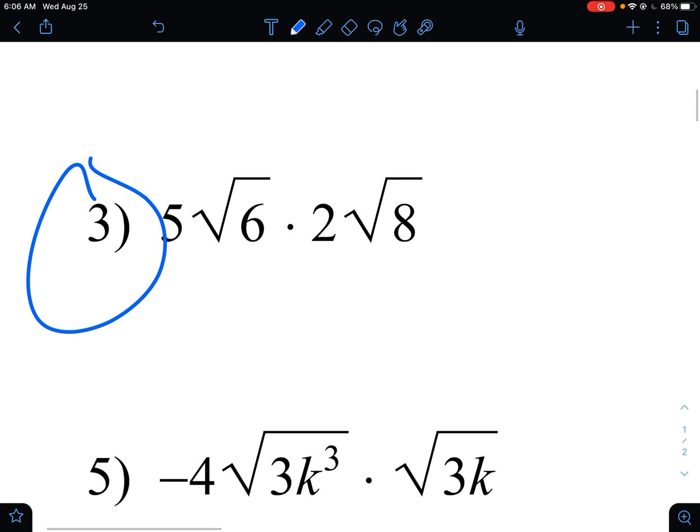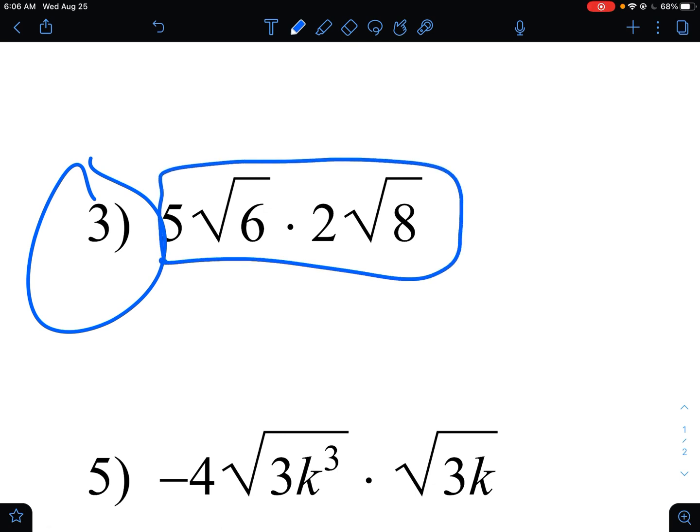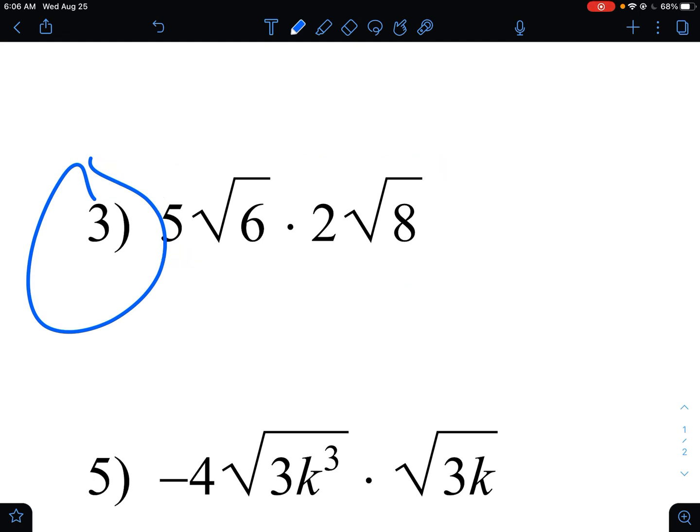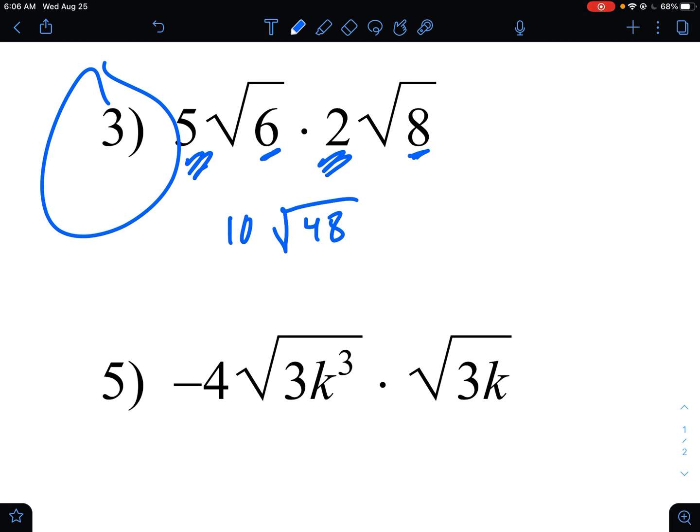On number 3, you are multiplying just two factors together. And to do that, you remember you take the coefficients and times those together. 10 in front. And then you take your radicands and times them together, and they stay inside. 6 times 8 is 48. And that's the basics of it, but you have to make sure you still try and simplify.